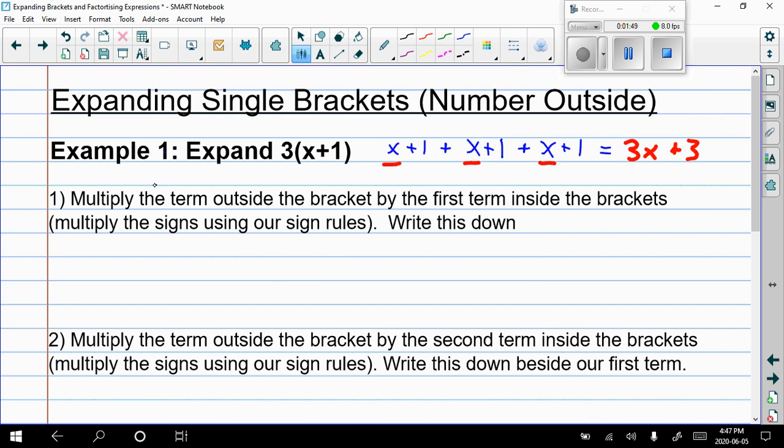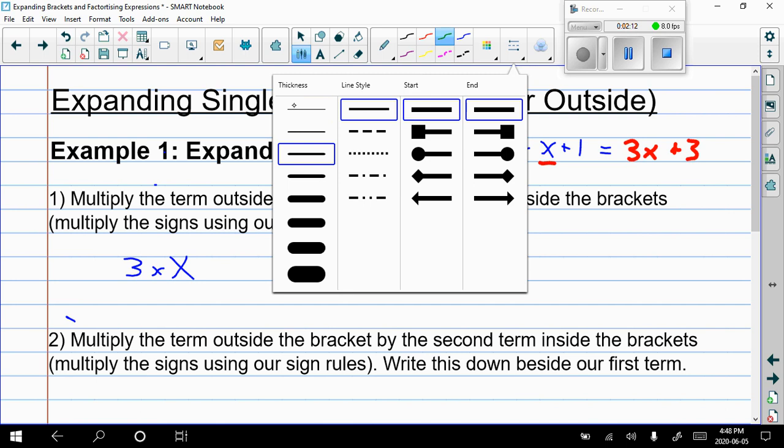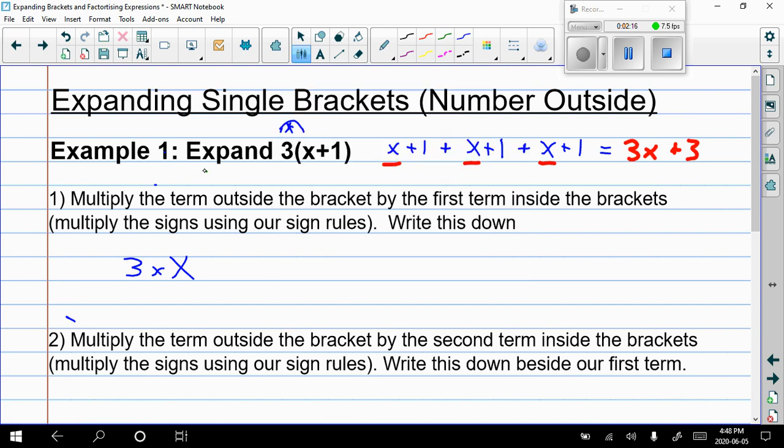So let's look at this. Step 1, multiply the term outside the bracket by the first term inside the bracket. So we're going to take 3 and multiply it by x, 3 times x. Then do this in green. That is our step 1.